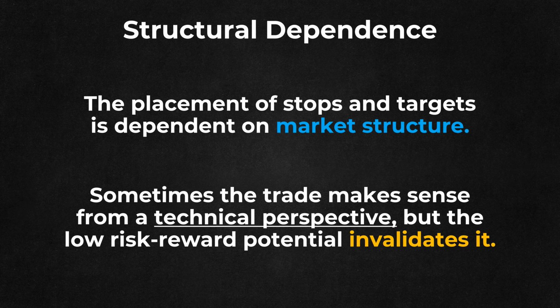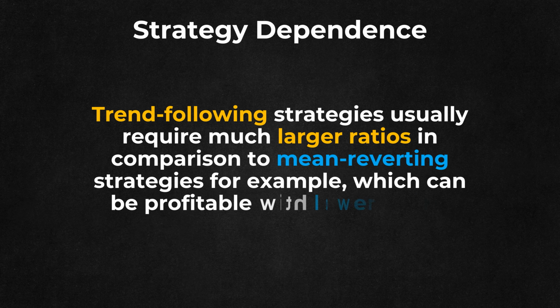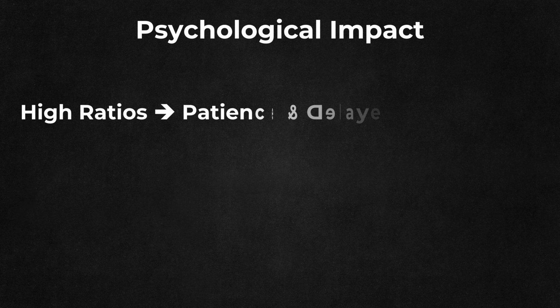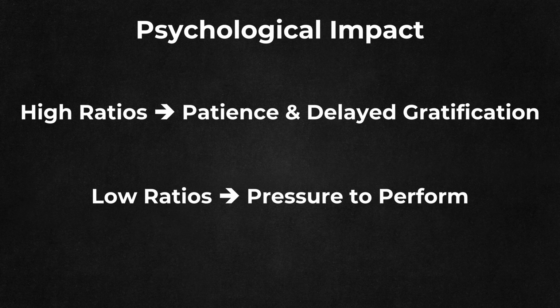Trend-following strategies usually require much larger ratios in comparison to mean-reverting strategies, for example, which can be profitable with lower ratios. Higher ratios usually mean that you need to be more patient and delay gratification, which can be difficult depending on your psychological makeup. Lower ratios don't have that problem, but on the other hand, they increase the pressure to be correct most of the time, which is perhaps a more difficult challenge.